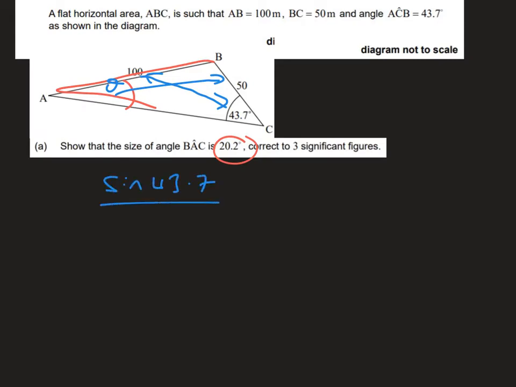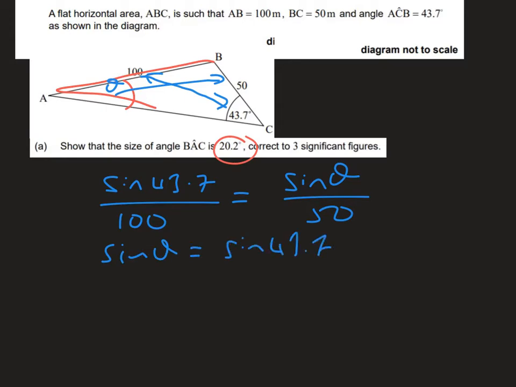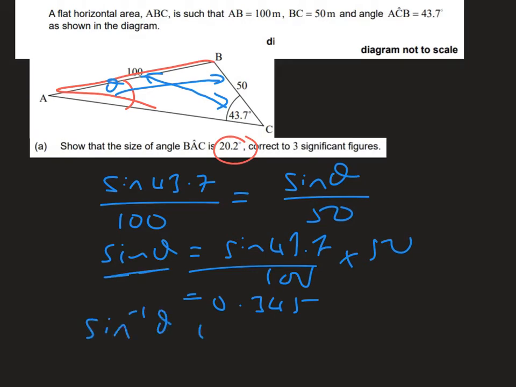43.7, which is the angle we've got, divided by the length of the side opposite. So that ratio is constant in this triangle. If we have sine theta divided by the side opposite, that will have the same value. So we can rearrange that to work out that sine theta is going to equal sine 43.7 over 100 times 50, which is going to give us 0.345. However, that is sine theta. So we need to do inverse sine of 0.345, which gives us an answer of 20.2 degrees, correct to 3 significant figures.